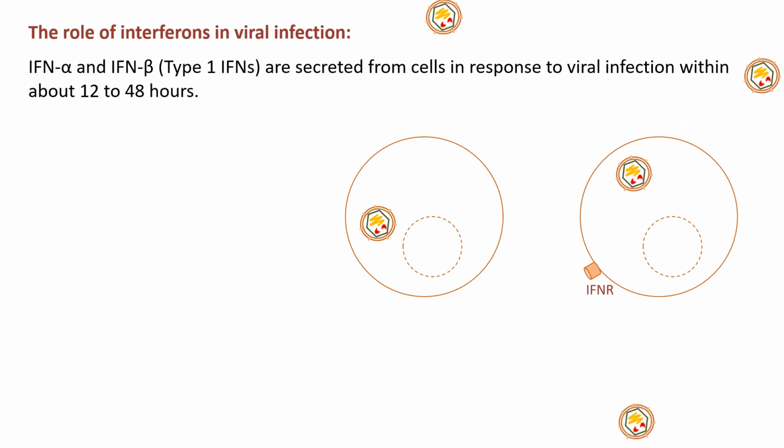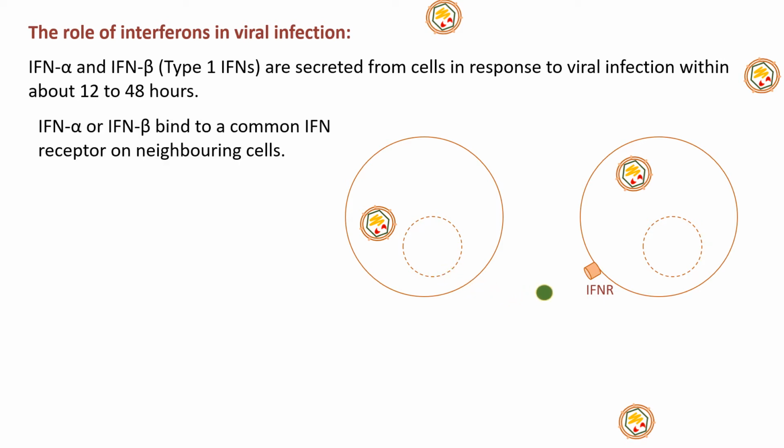So our little virus infects the cell, and of course our little virus then replicates, and it releases its free virions. So far so good for the virus, not so good for us. But when that happens, interferon alpha or interferon beta, these type 1 interferons, are synthesized by the infected cell, released from the infected cell, and then bind to an interferon receptor on a neighboring or an adjacent cell.